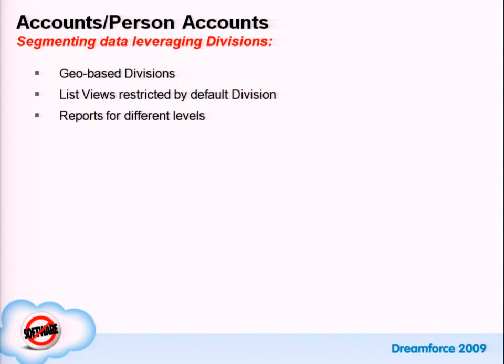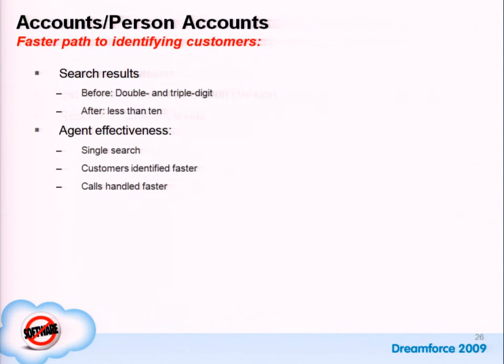So what did we do for this customer? We implemented divisions based upon geography. When we implemented those divisions, they would specify in their list views what their default division was. And then we created reports for them that worked at different levels. There were people who just needed to see what was taking place within their individual geography, whereas other people needed to see what was taking place across the whole business. So we created reports to leverage those divisions to give them the appropriate visibility.